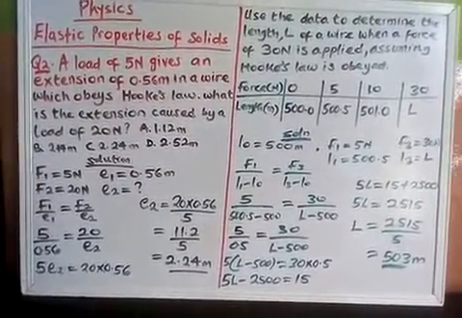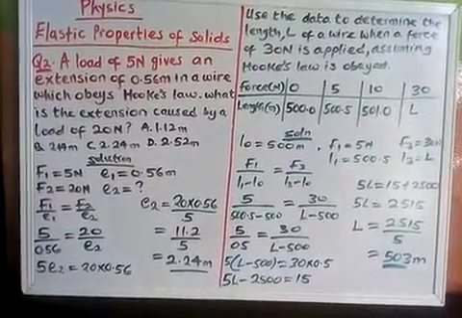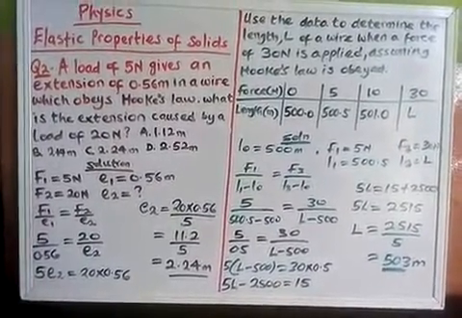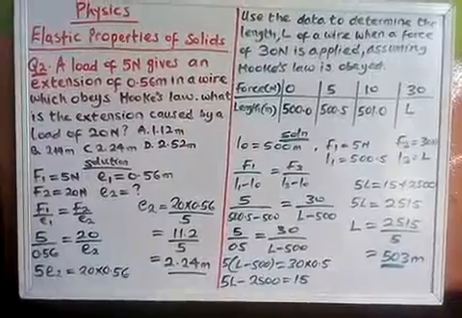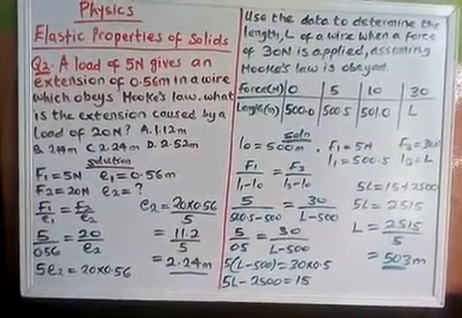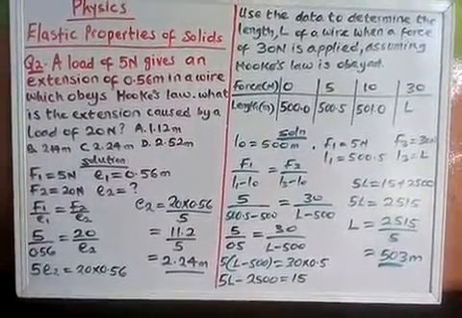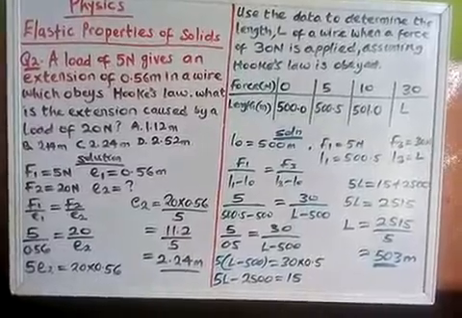Plus, I want us to use the formula that has F2 over L2 minus L0 equals F3 over L3 minus L0 to see whether your result will be 503 meters.